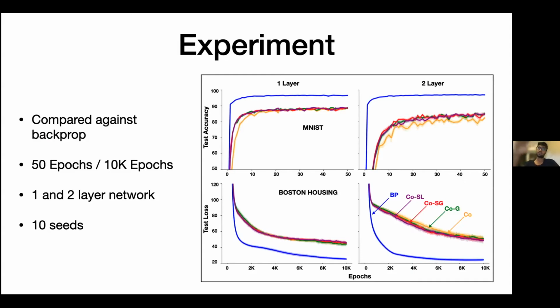Yeah, so the first row shows the results for MNIST, and the second row shows the results for Boston housing. Higher is better in the case of MNIST because it's accuracy, and lower is better in the case of Boston housing because it's a loss.